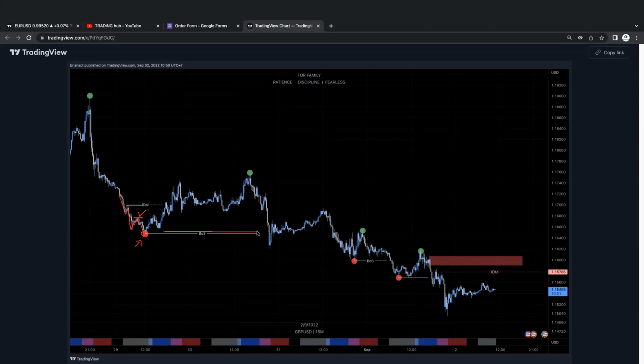And the market broke the structure here, and after the break of structure, the candle closed below it. And where is the inducement in this case? After the break of structure, where is the inducement?